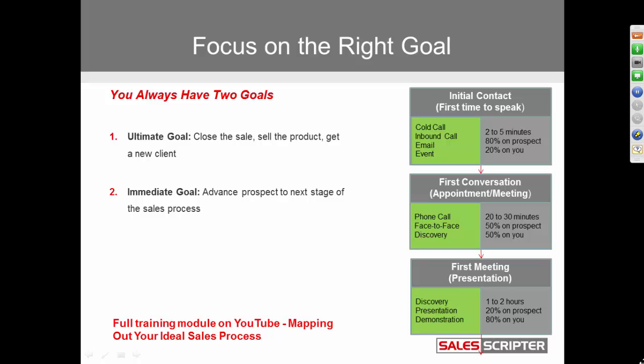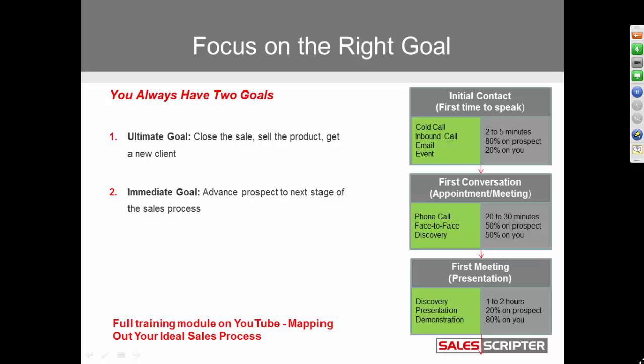Now, there are some times where the next stage of your sales process is a formal close and purchase. For example, you might have a one-call close type of product. In that case, your ultimate goal and your immediate goal are kind of the same thing. But in most cases, especially when you're doing inside sales and phone prospecting, your immediate goal is not going to be selling the product, especially on the more difficult calls, like when you're first calling someone for the first time.